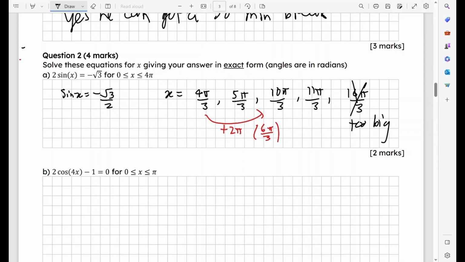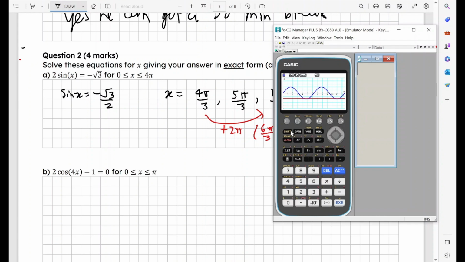All right, so those are our 4 angles that we get, and that's sort of what we expect. In theory, if I go shift, trace, and I type in 5 pi over 3, that should put it on that second intersection point that I saw there, which it does.